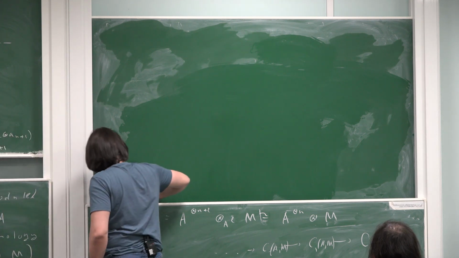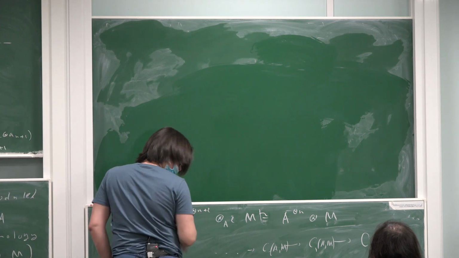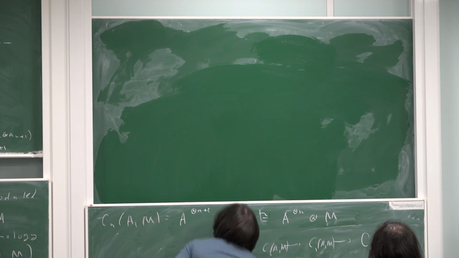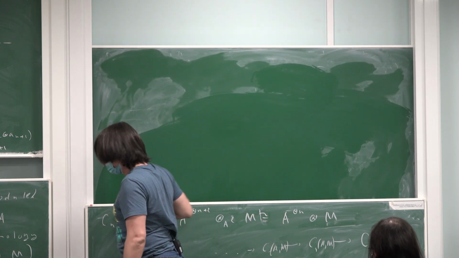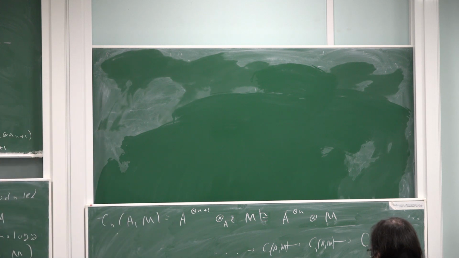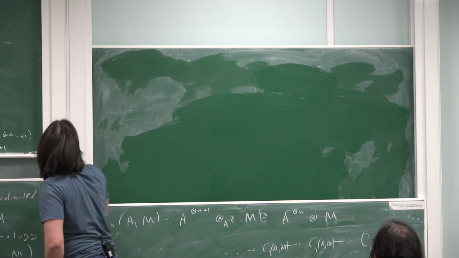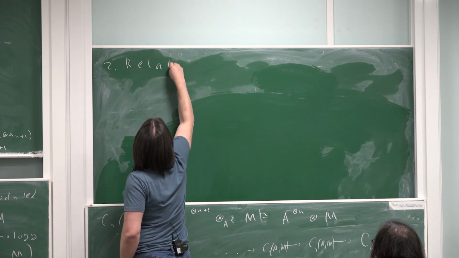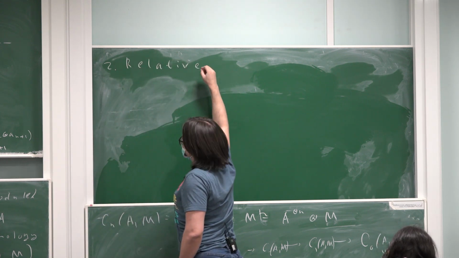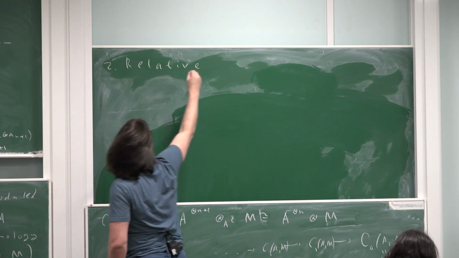So the next part is called relative Ext and Tor.